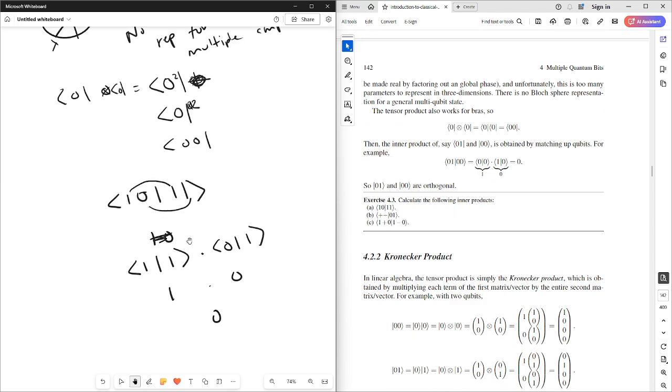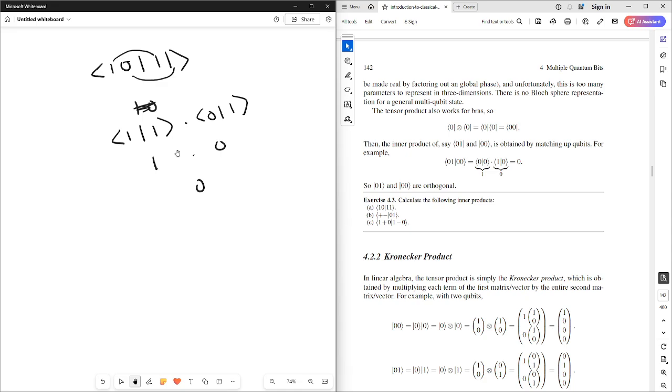Similarly here, we have plus, minus, inner product with 0 and 1. Match them up. Multiply them. Plus times 0, minus times 1, gives us 0.